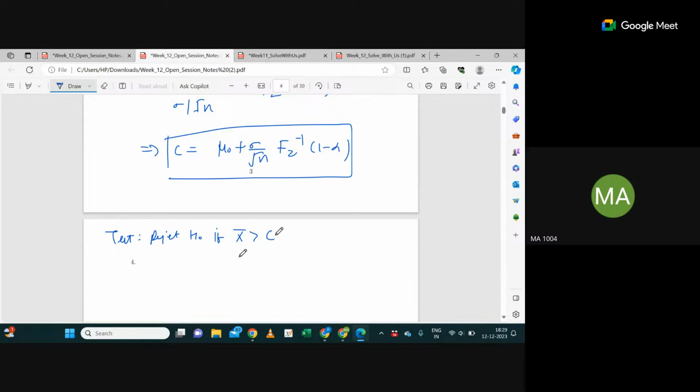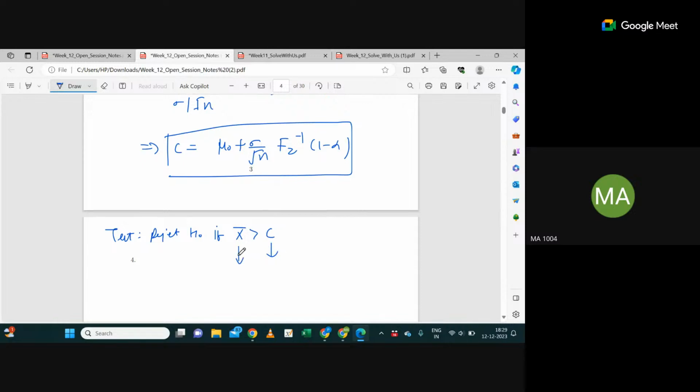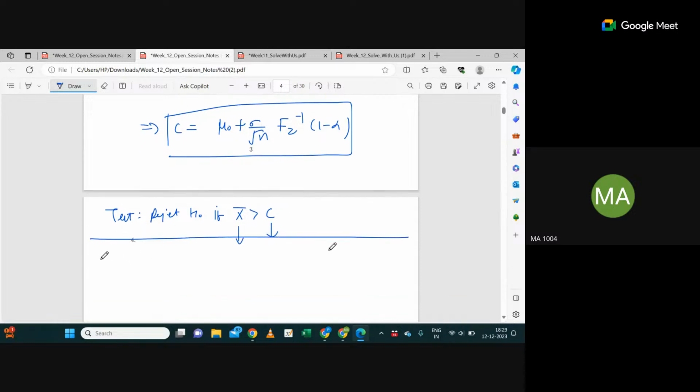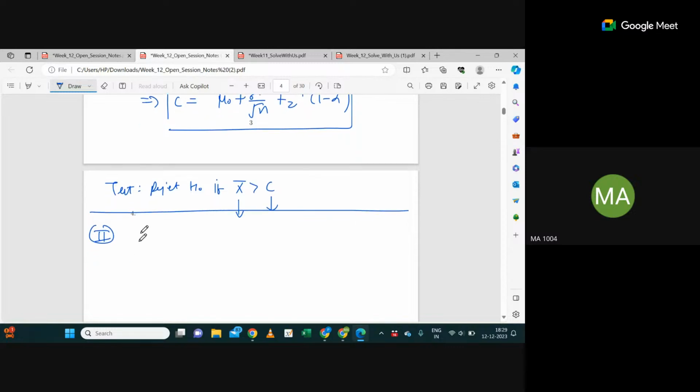Now what you can do, just see, this x bar will be given to you from the sample, and just compare it with the value of c. If it's greater than c, you will reject your H naught. If it's less than c, you will accept your H naught as per this condition. Now you can do it in reverse order.